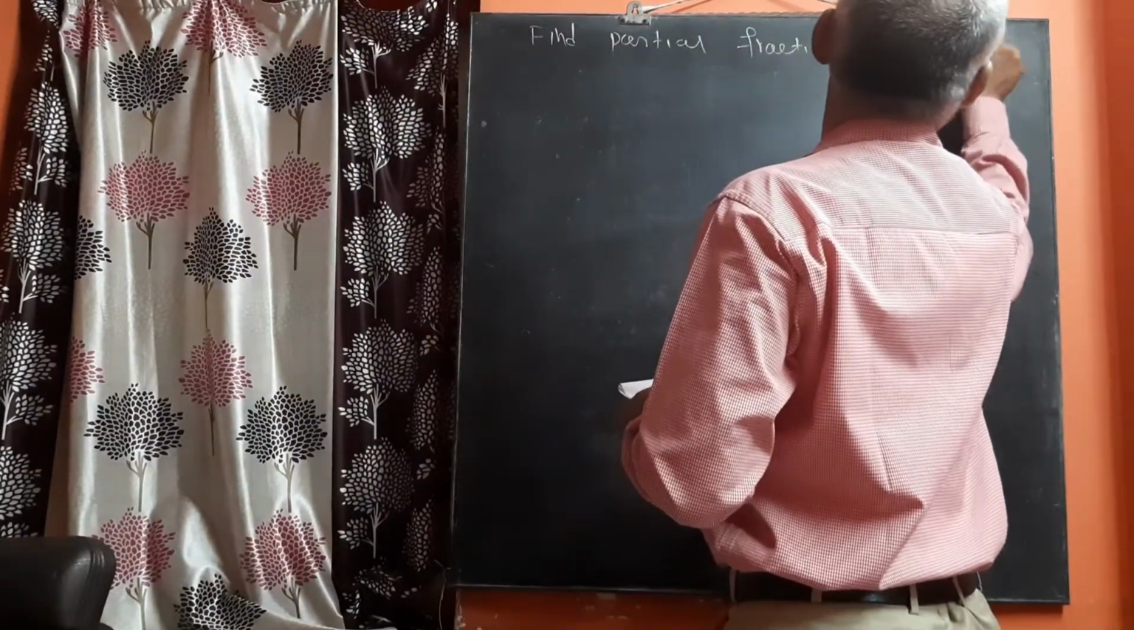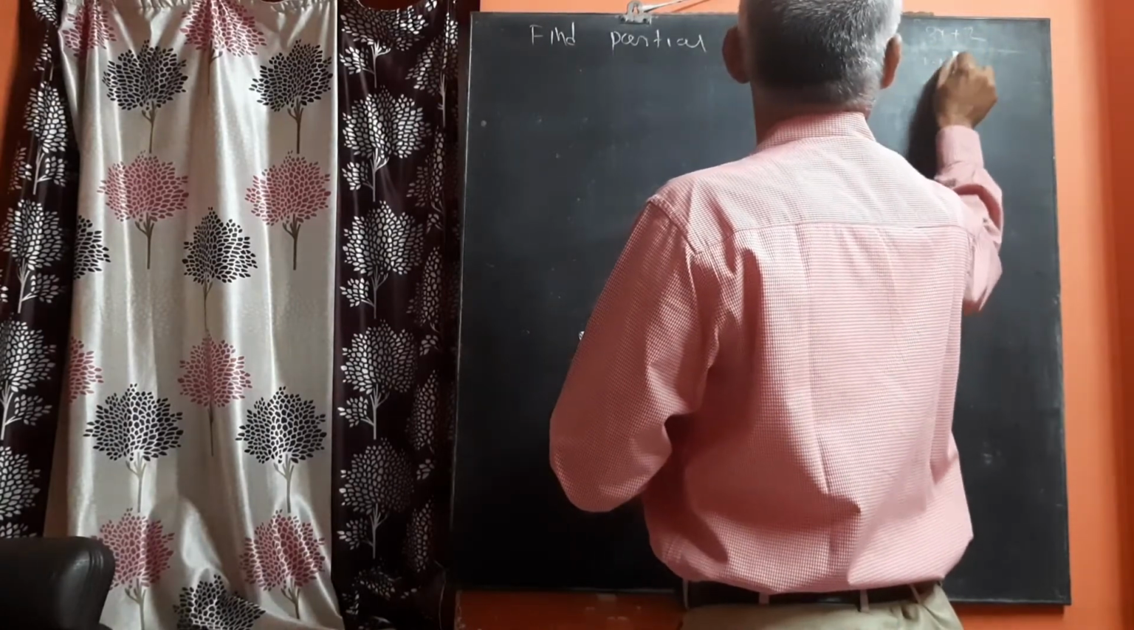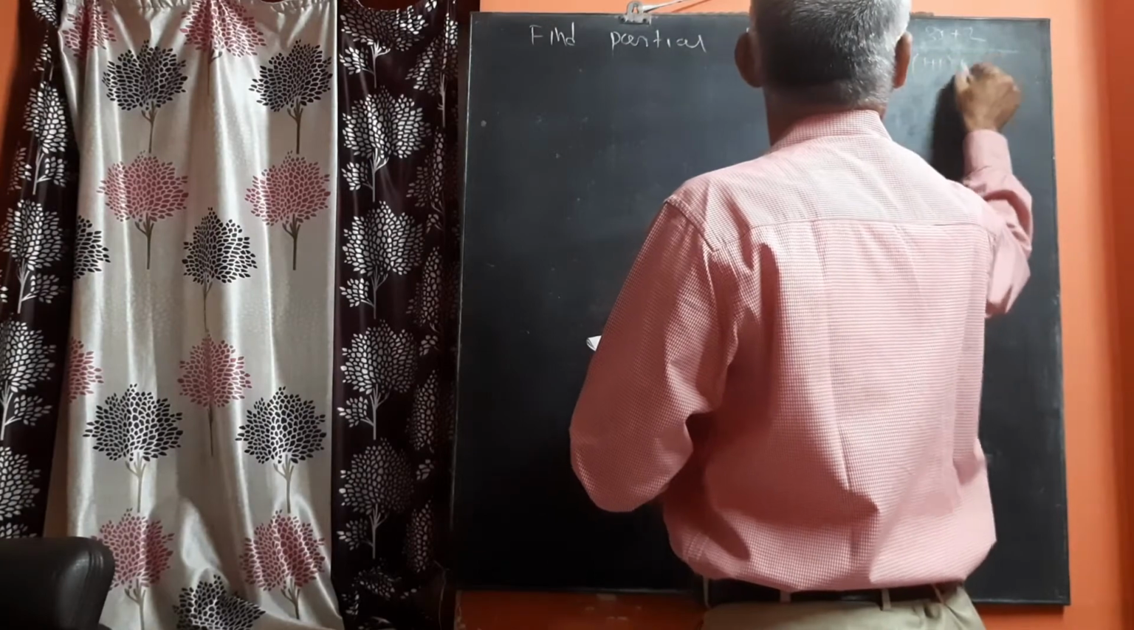3x plus 2 divided by x plus 1 into x square minus 1.